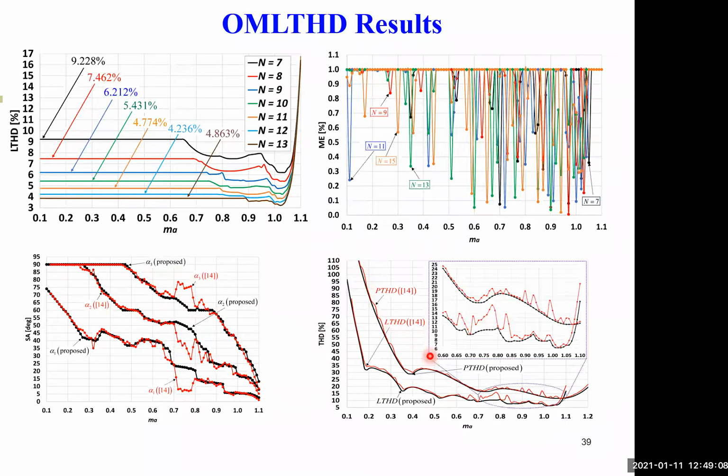This is phase voltage THD, and this is line voltage THD. Once again, you can see that our results are lower, and they do not contain any sensitivity or fluctuation as with previous results because of this truly analytical formulation of both the LTHD and OM LTHD problems.